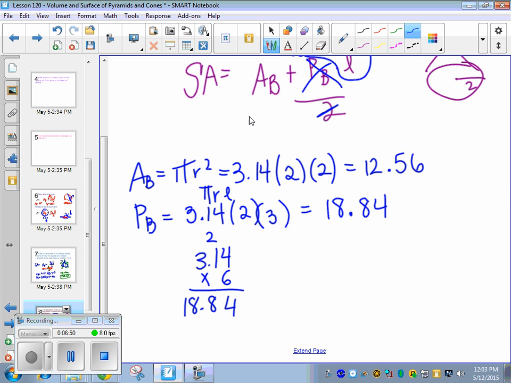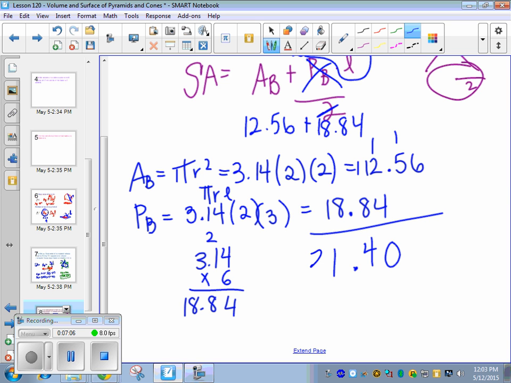And then we're going to add them together because area of the base was 12.56. I already divided by 2, so I'm just adding 18.84. So let's see, that would be 31.4. Okay, and then we got to figure out what would our units be. Okay, always squared for surface area.